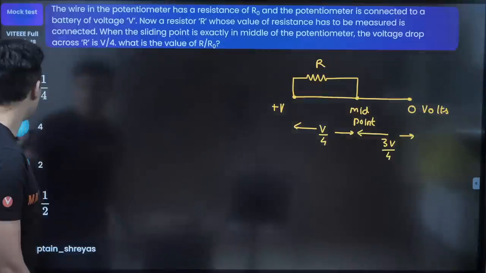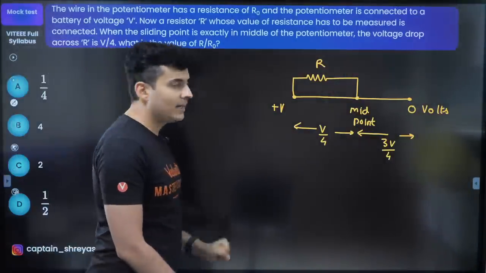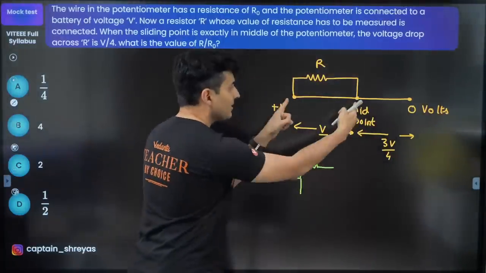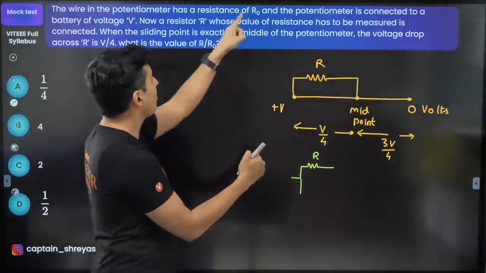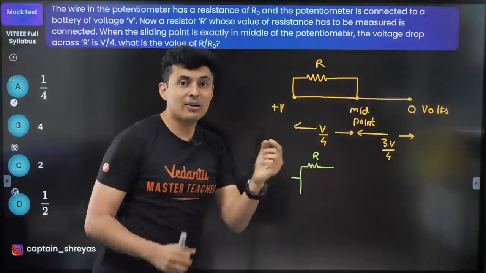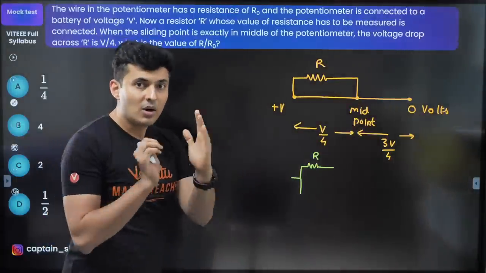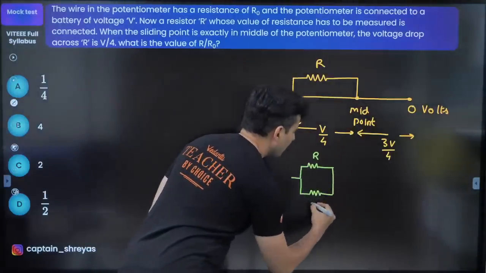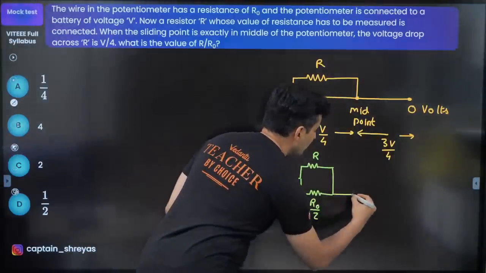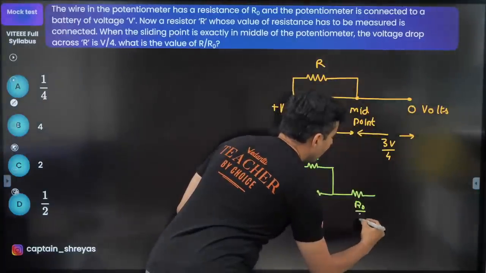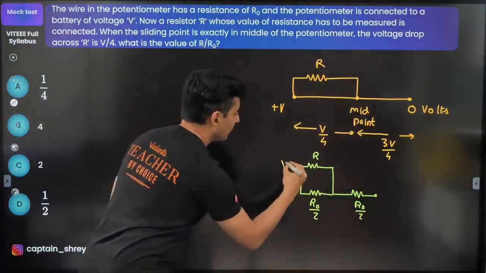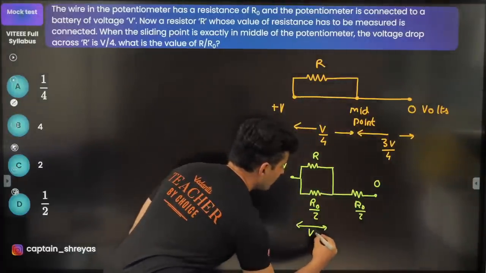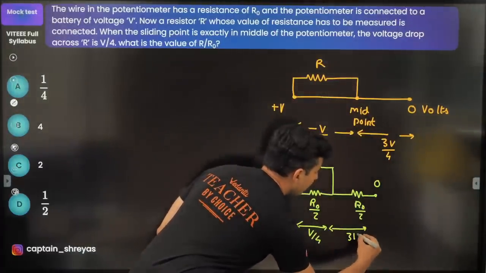All you need to do is draw the equivalent diagram for this. The equivalent diagram will show one resistor here. Since this is the midpoint and the total resistance was R0, each half part will be R0 by 2 resistance for half the wire of the potentiometer. So each half of the potentiometer will be R0 by 2, and the remaining half will be R0 by 2. This is V, this is 0, and the voltage difference across this is V by 4. Across this it is 3V by 4.